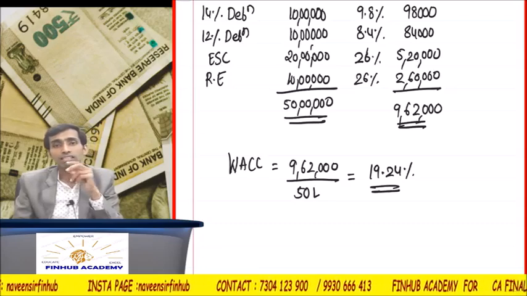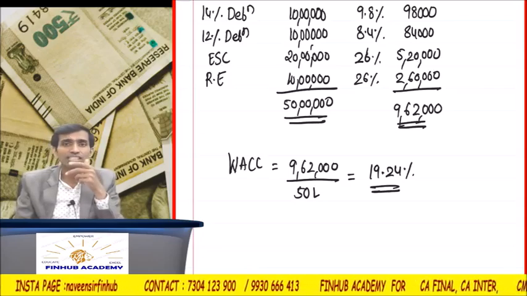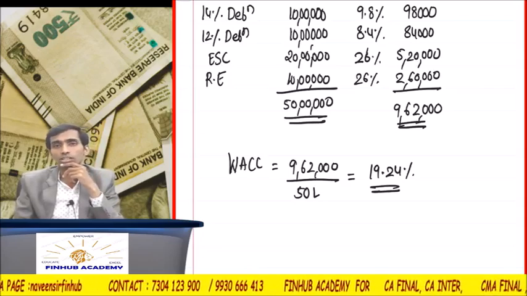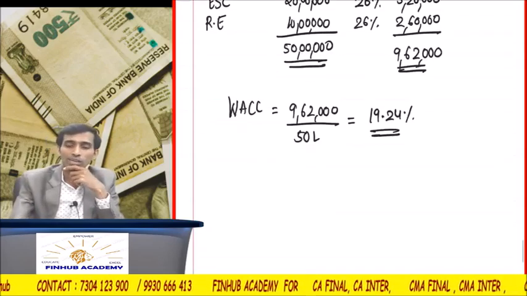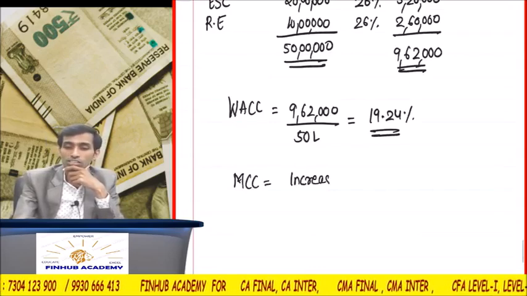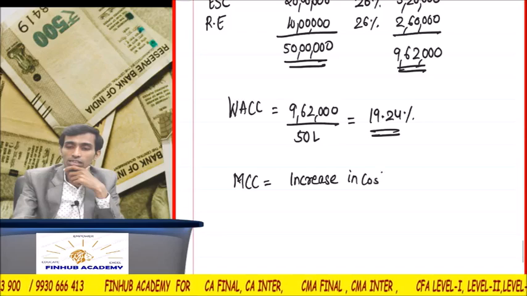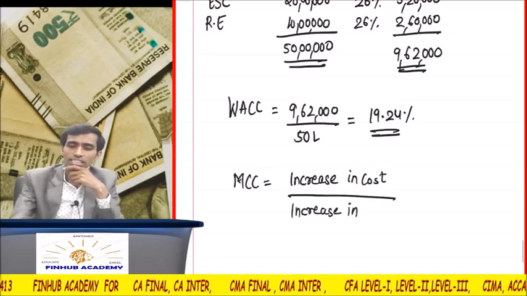What is marginal? Math students know: differentiation. Differentiation of what? Of the cost with respect to the capital. If you can understand it formula-wise, marginal cost of capital is increase in cost upon increase in capital. What we are doing is differentiation: increase in cost upon increase in capital.